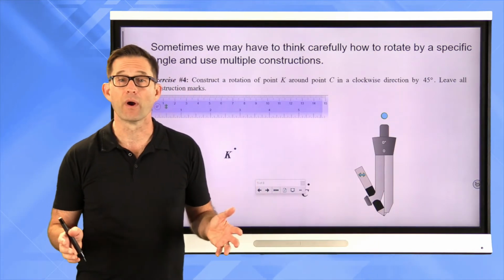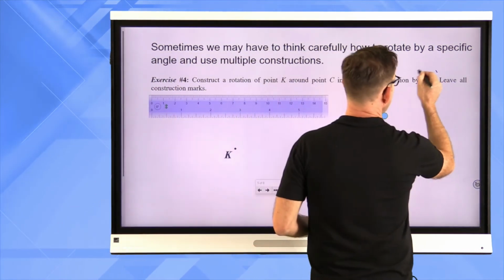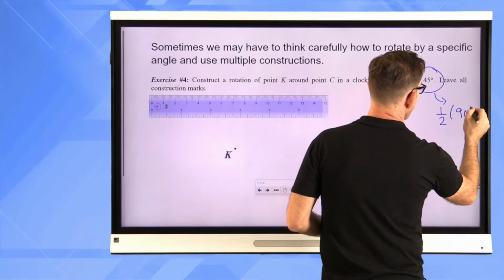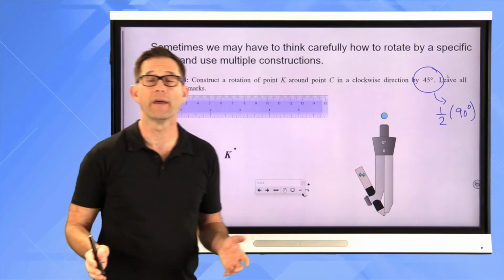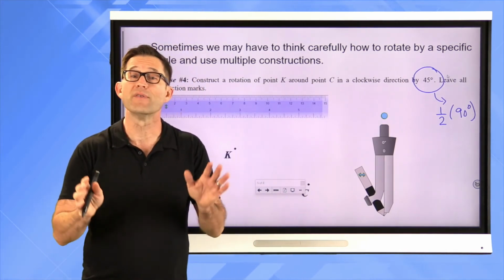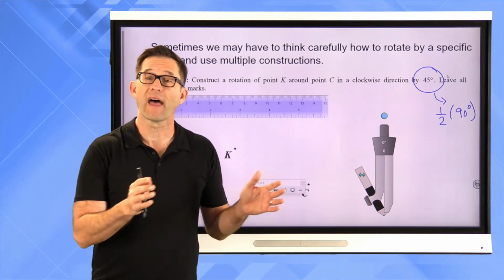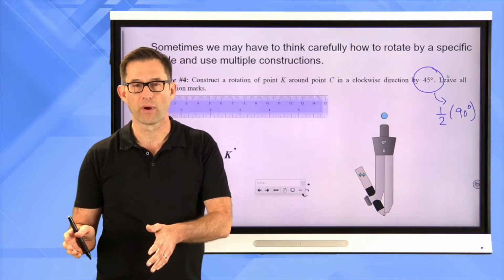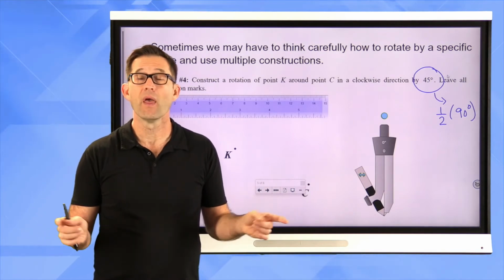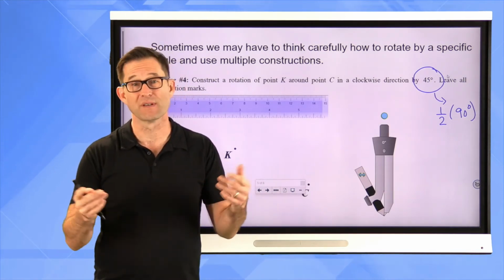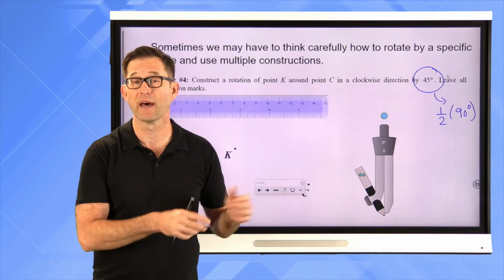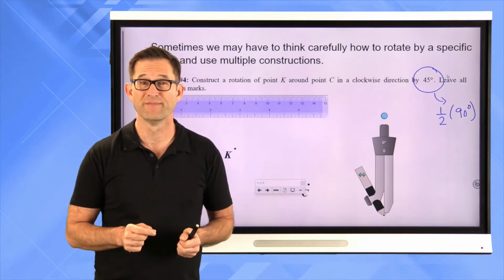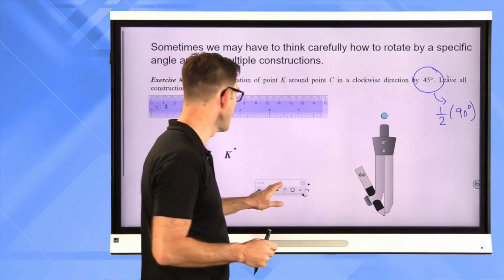All right. Well, here's the key, right? You have to know that 45 degrees is 1/2 of 90 degrees. You have to know that, all right? So 45 is a very special angle. It's half of 90 degrees. So if I can construct a 90-degree angle, then I should be able to bisect it using my angle bisecting construction, which we looked at a few lessons ago, to figure out a 45-degree angle. All right, so let's take a look at how that might be done.